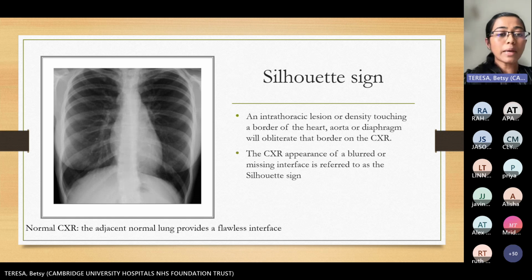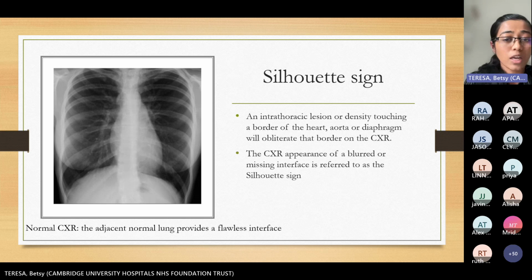As promised, we're coming back to the silhouette sign. It's the last few slides, so just be alert. I think the silhouette sign is one of the most important signs that you need to look for on a chest X-ray. Normally, this is a normal chest X-ray that you can see. The cardiac borders and the diaphragmatic borders are usually very crisp, very sharp. That's because the air in the lungs contrasts with the water density of the heart and the diaphragm.